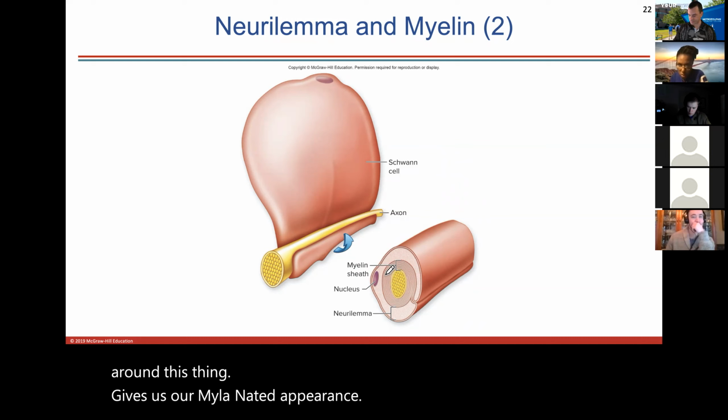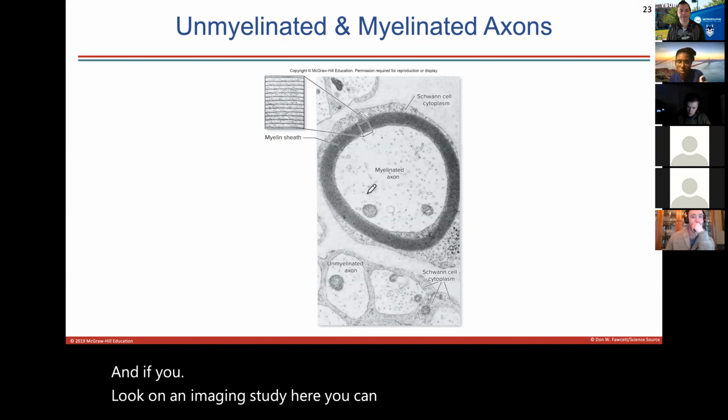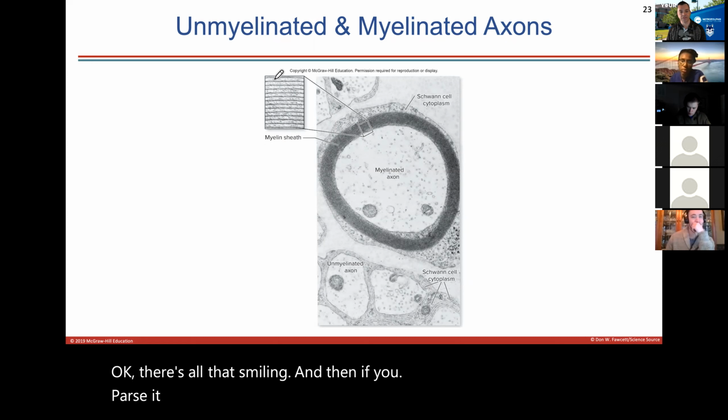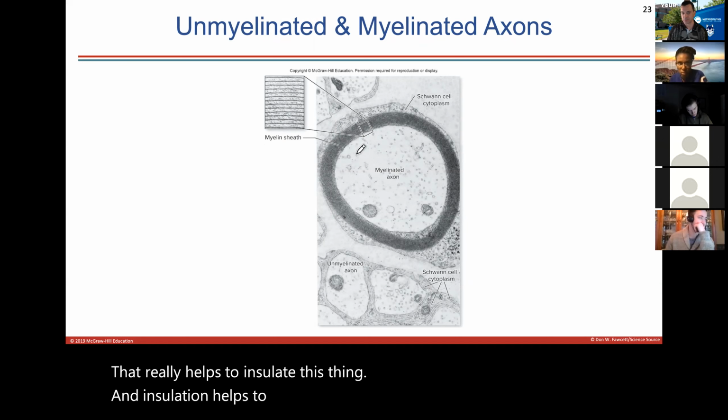some nerves. And if you look on an imaging study here, you can see, okay, there's all of that myelin. And then if you parse it out, you could see multiple layers of fat. Okay? That really helps to insulate this thing. And insulation helps to speed up nerve impulse conduction. Helps to speed up electricity, right?